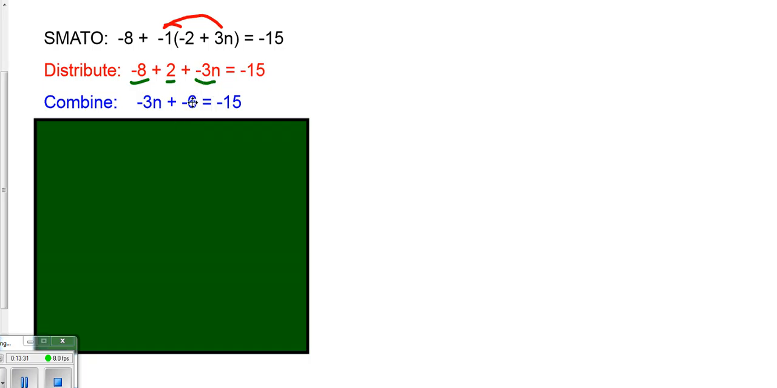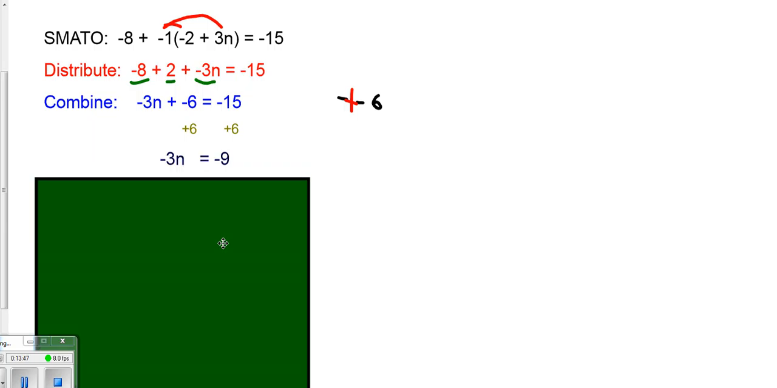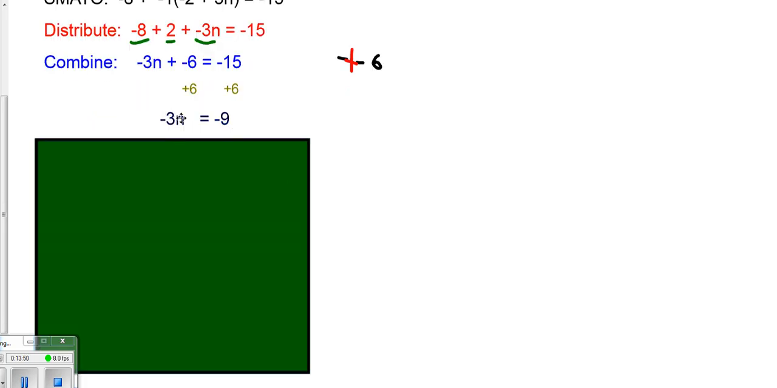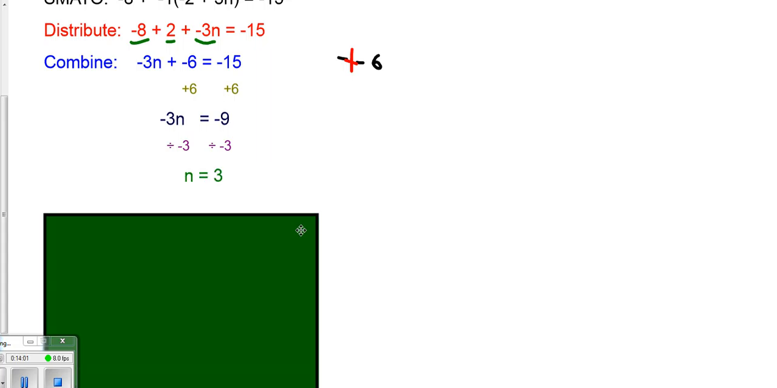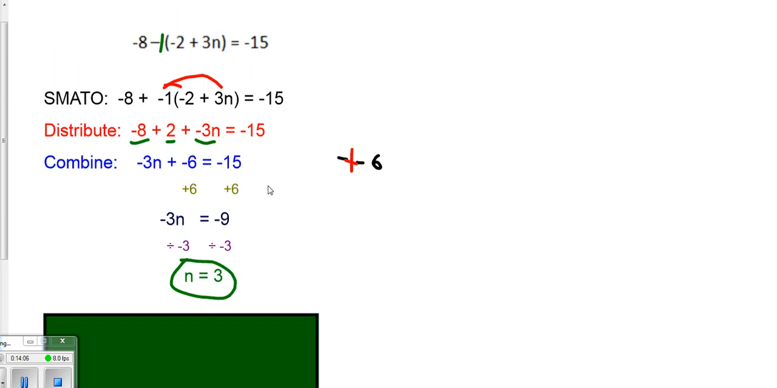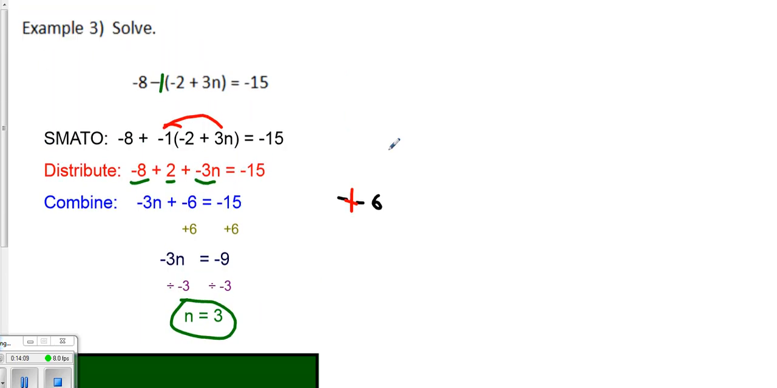So now, how do we get rid of this negative 6? Again, we're thinking if we add negative 6, we need to subtract negative 6 from both sides. But subtracting a negative is the same as just saying adding. So we would be adding 6 to both sides. So now it says negative 3n equals negative 9. How do we get rid of this n times negative 3? Well, we would divide by negative 3 on both sides, which leaves us with n equals 3. And that would be our final solution. That would be how to solve this equation.